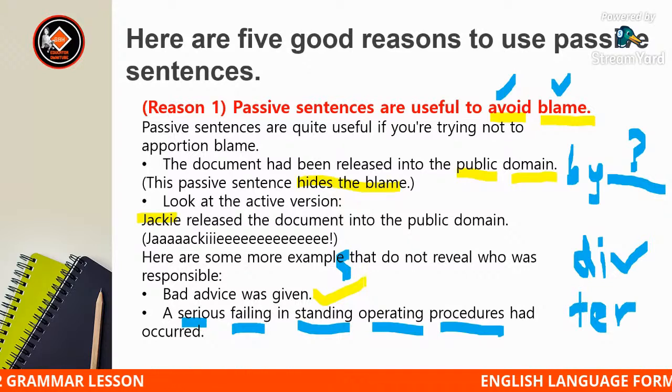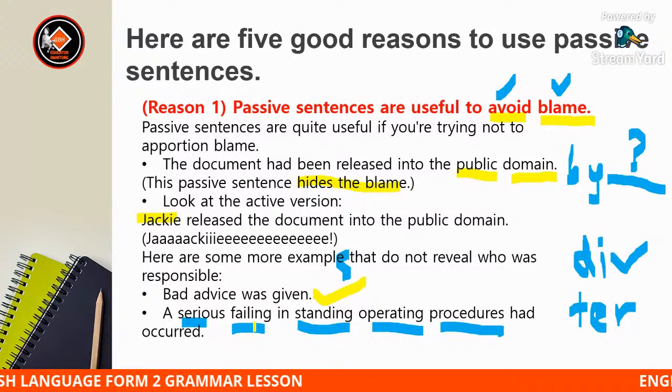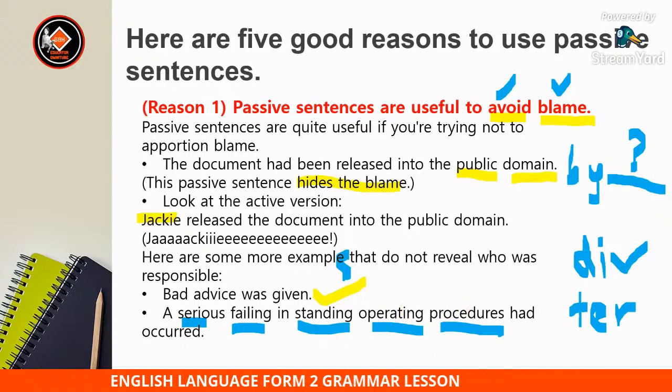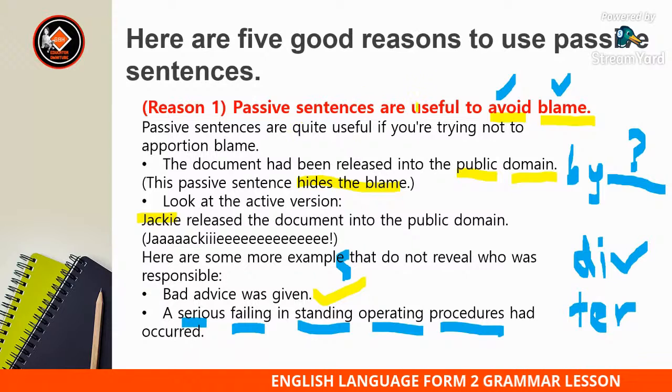So it is not important. You don't want to write the blame. A serious failing is kegagalan. Something fails, where? In the standing operating procedure, SOP. So in the SOP, something has happened or something failed, but you do not know who made the mistake, right? So that is called passive sentences are useful to avoid blame.